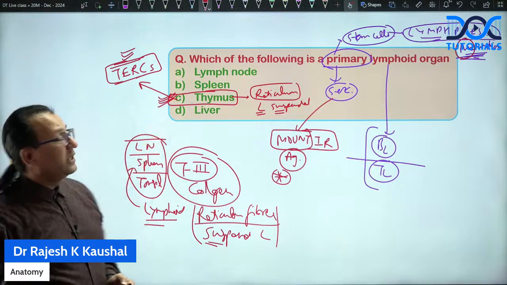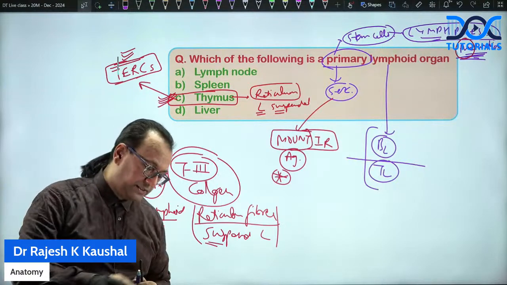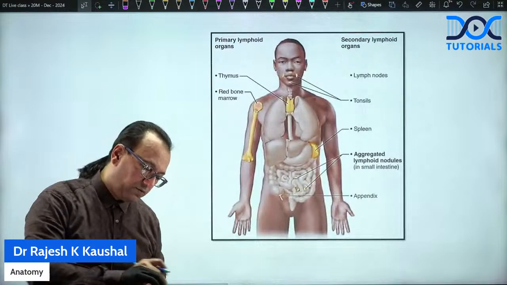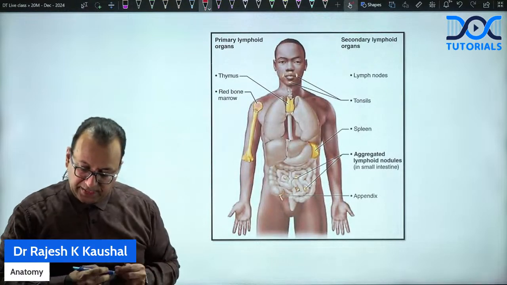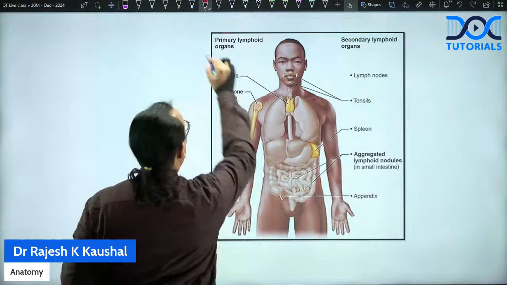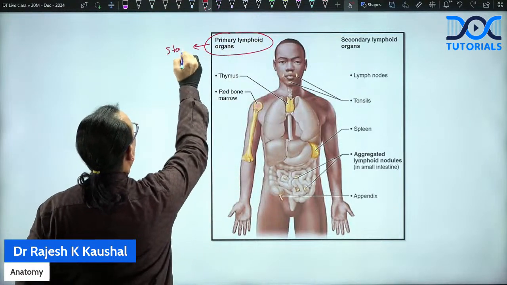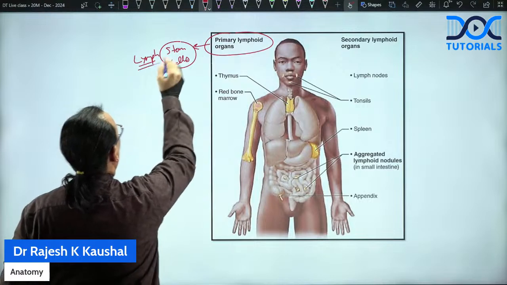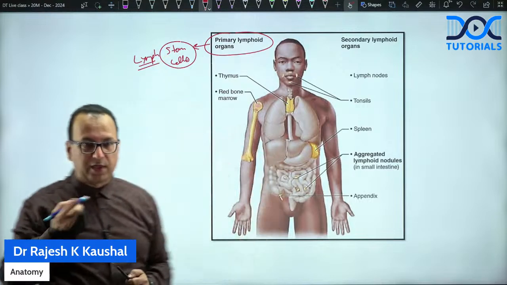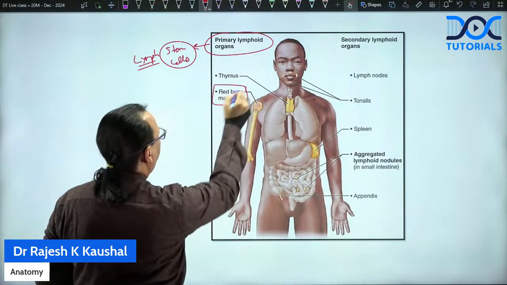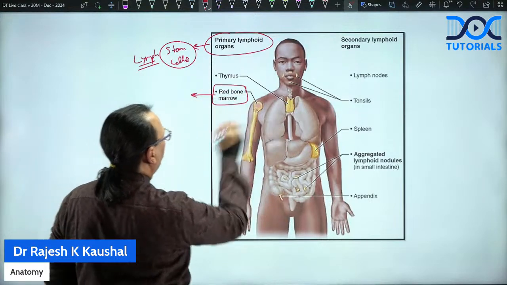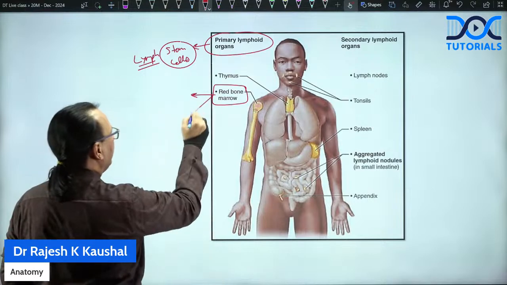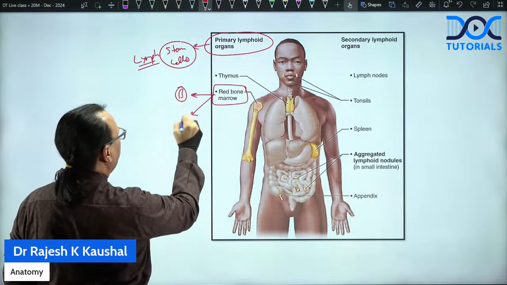Now, what about the other names which are given here? You can see here in this diagram, as we are telling, what is the difference between primary and secondary? So as you see, the primary lymphoid organs will have stem cells, and those stem cells can make lymphocytes. Who is making the lymphocyte? Lymphocyte is made by bone marrow. Remember that. So bone marrow will make the lymphocyte. Now, when the bone marrow was making lymphocyte, it was making two types of lymphocyte: the B lymphocyte and T lymphocyte.